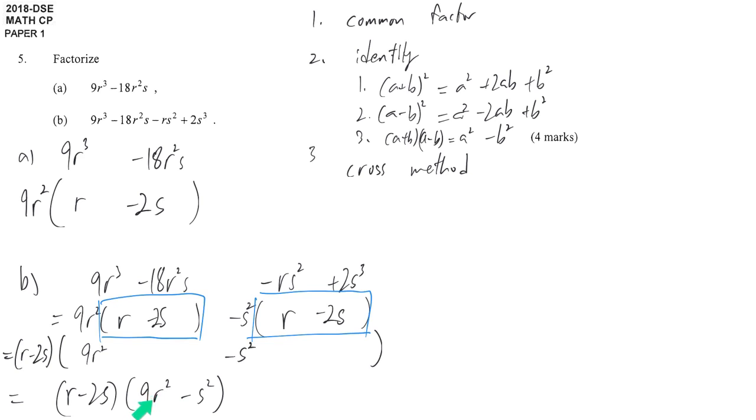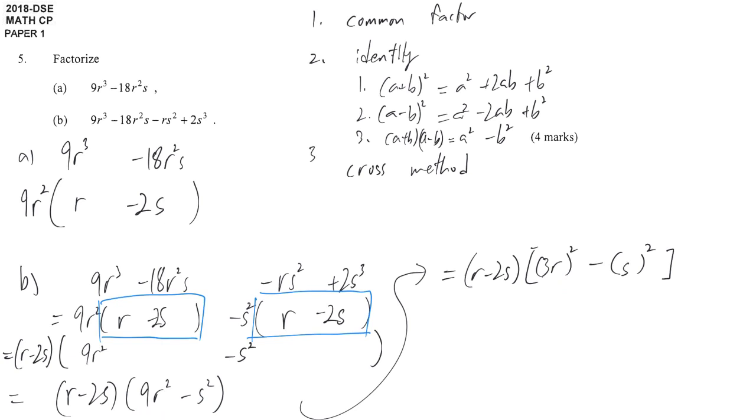And 9 is 3 to the power of 2, so this is basically this format, and then we are going to change it to left hand side format to further factorize it. That's why our calculation is not yet finished. This is R minus 2S, and then what inside is something squared minus something squared. What squared will give you 9R squared, then you put 3R. What square will give you S squared is just simply S.